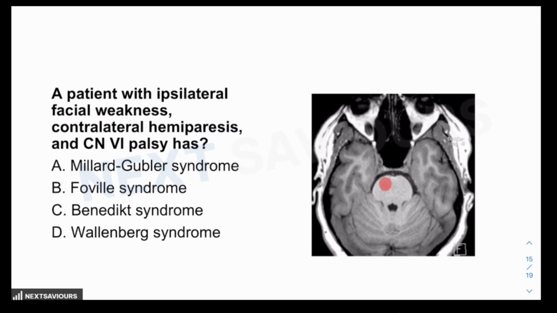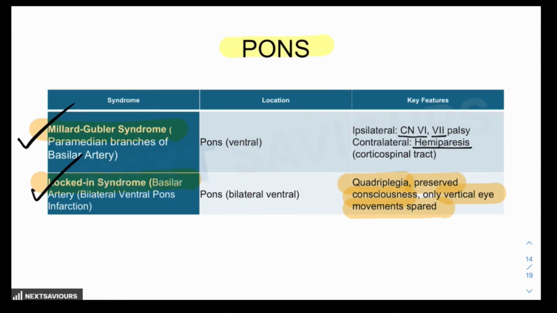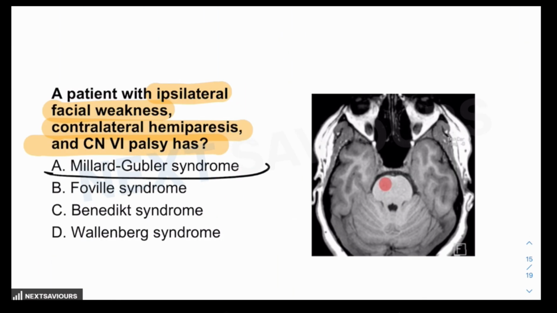So, based on this, if I give you a sample question, like a patient with ipsilateral facial weakness, contralateral hemiparesis with the involvement of the sixth cranial nerve palsy, then the answer for that question is straightforward based on the two syndromes that you have studied: the Millard-Gubler syndrome.